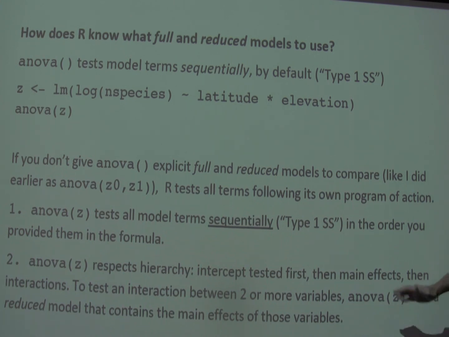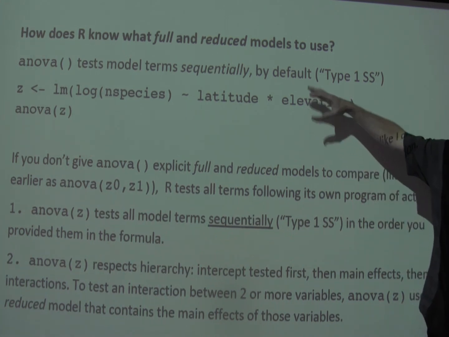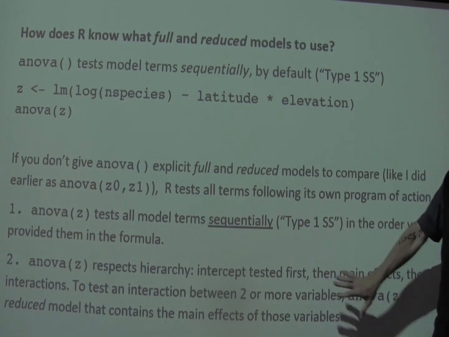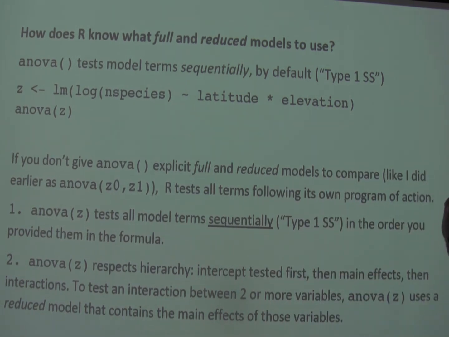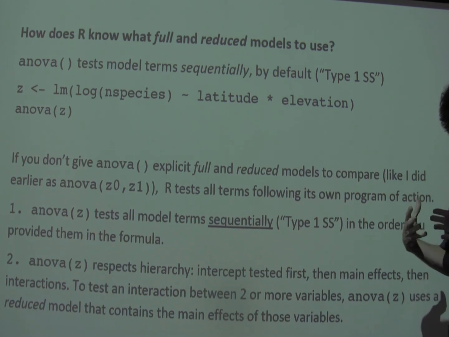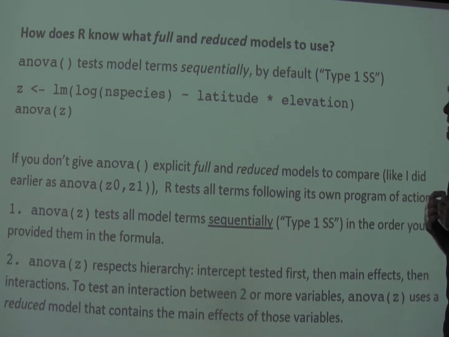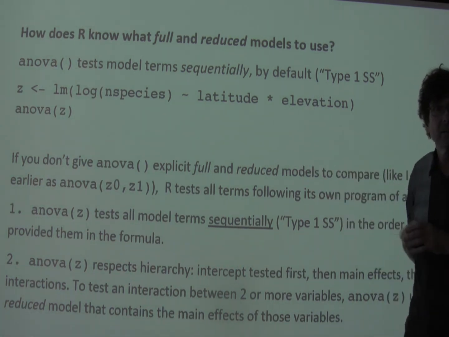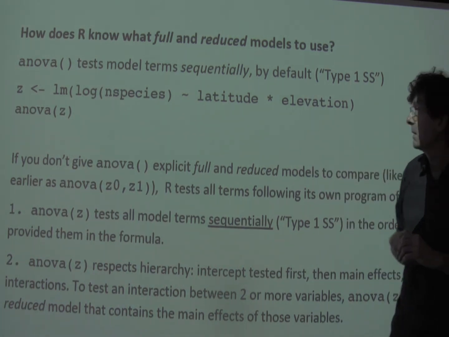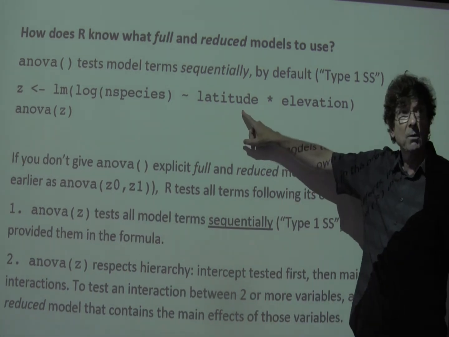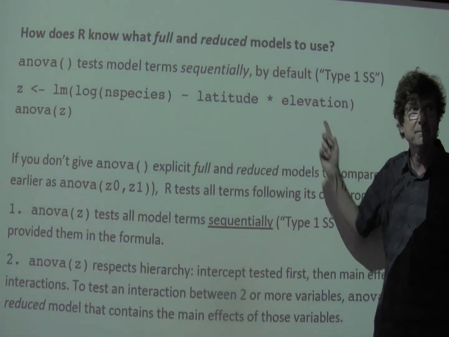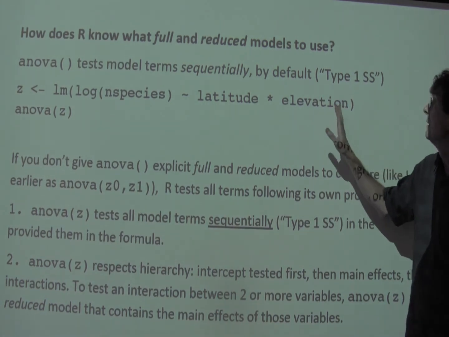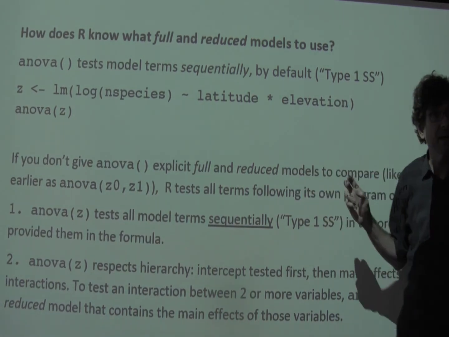And hierarchy means that ANOVA, when testing terms sequentially and respecting hierarchy, will never test the significance of an interaction, a full model including an interaction, with a reduced model that leaves out main effects of the terms in the interaction. Does that make sense? So a full model will include the interaction between elevation and latitude. The reduced model that R will compare it against will always include both latitude and elevation. It will never use a reduced model that leaves out one or both of the main effects.